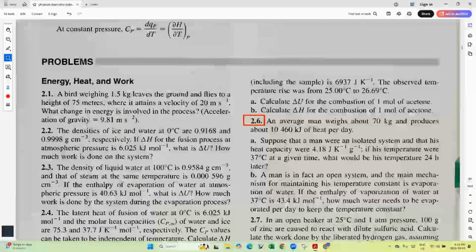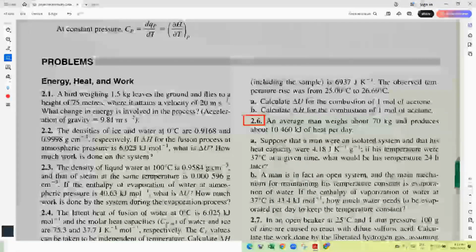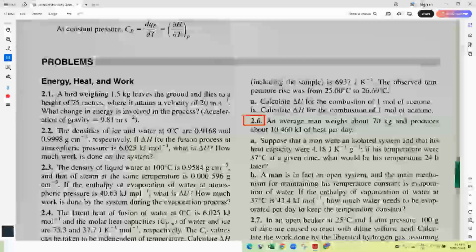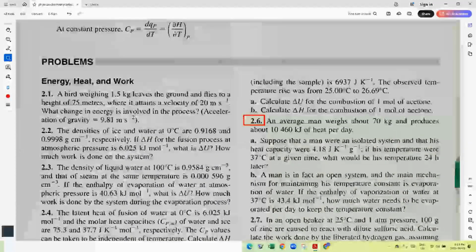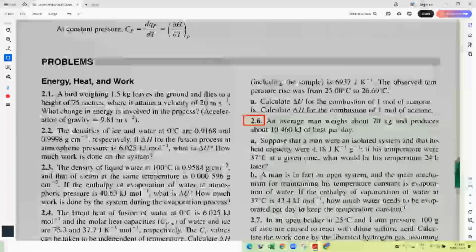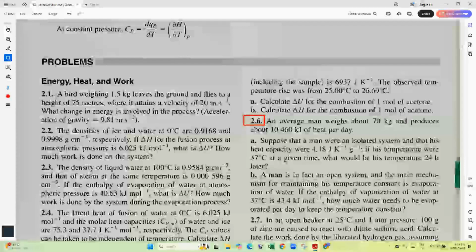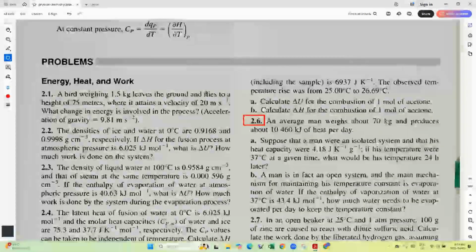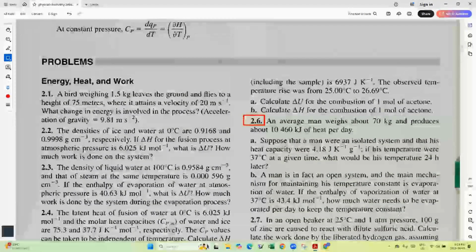B. A man is in fact an open system. The main mechanism for maintaining his temperature constant is evaporation of water. If the enthalpy of vaporization of water at 37 degrees Celsius is 43.4 kilojoule per mole, how much water needs to be evaporated per day to keep the temperature constant?